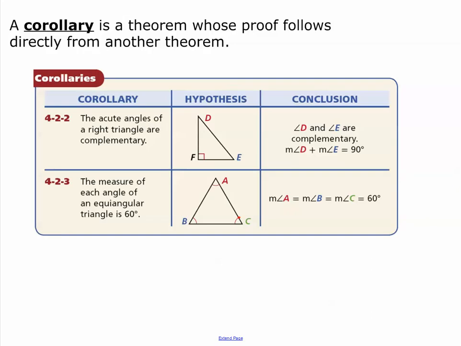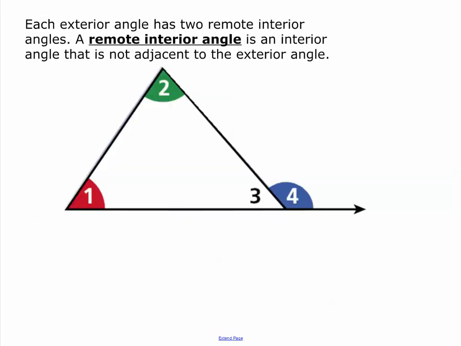Corollaries are just fancy definitions, basically pulling out a definition from another definition. And we already knew about this. These are going to be complementary. And of course, all these are going to be 60 degrees. Okay, we talked about that yesterday, so I don't need to go into it again.